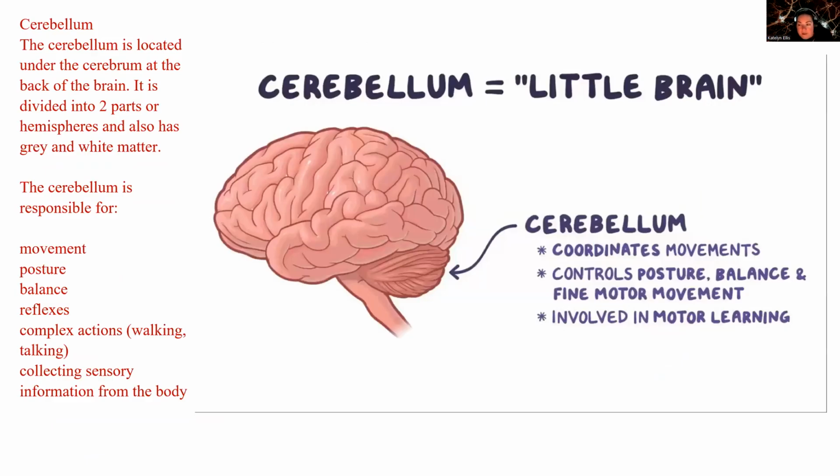All right, the cerebellum, also known as the little brain, is located under the cerebrum at the back of the brain. It is divided into 2 parts, or hemispheres again, and also has gray and white matter. It's this one that looks wrinkly, like a little walnut shoved up underneath the rest of the brain. The cerebellum is responsible for movement, posture, balance, reflexes, complex actions like walking and talking at the same time, and collecting sensory information from the body. When you are doing this practice makes perfect and you're practicing, taking shots in basketball, that type of thing, this is where you are learning and storing all of that information.